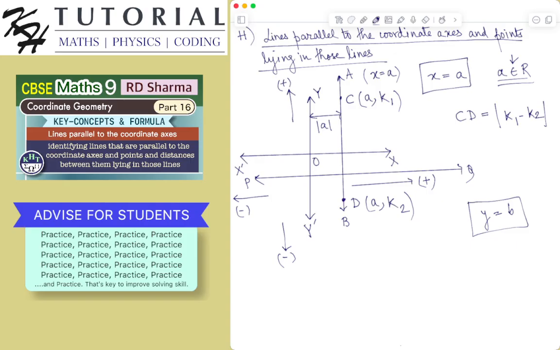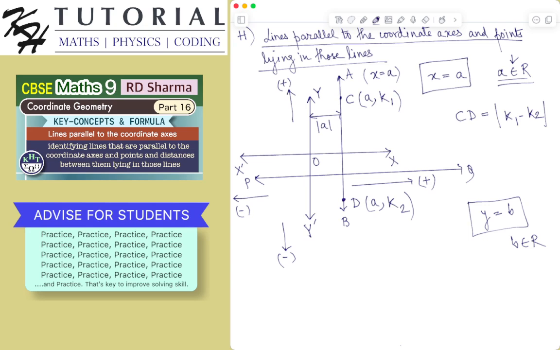Now what does b represent? b is a real number, a constant. If b is positive, it means that the line PQ is above the x-axis, that is, along the positive direction of the y-axis. And if b is negative, then the line PQ will lie below the x-axis, along the negative direction of the y-axis.